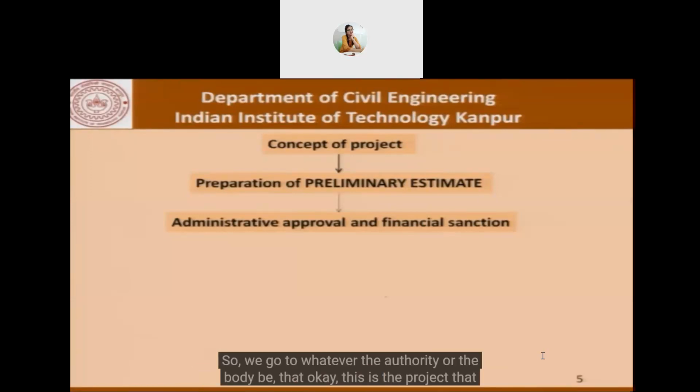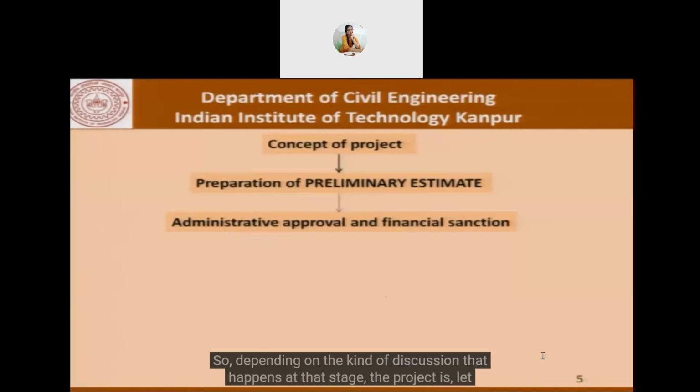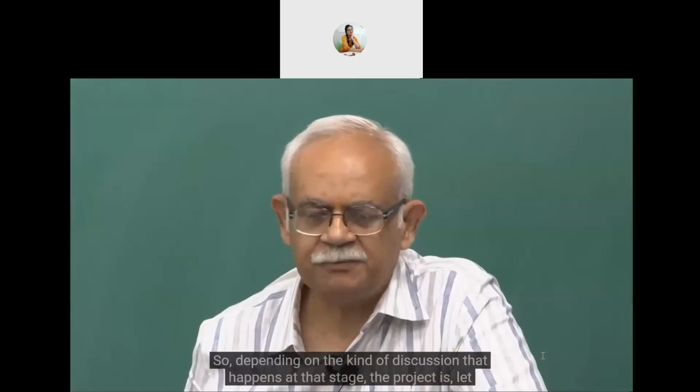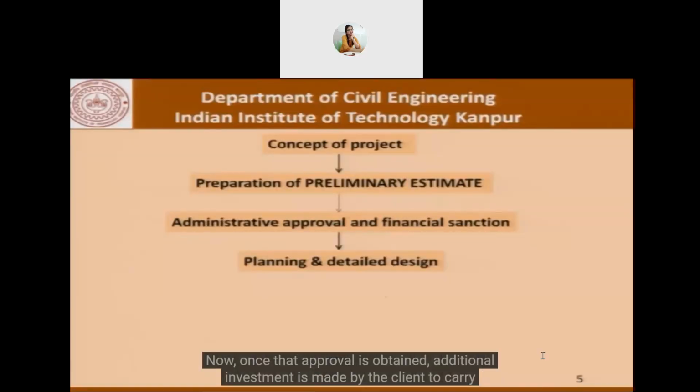So we go to whatever the authority or the body may be, and say, this is the project that we would like to execute, kindly approve it. Depending on the discussion at that stage, the project is, let's say, approved. Once that approval is obtained, additional investment is made by the client in more detailed planning and design, which could include the structural design, the functional design, good for construction drawings, and so on and so forth.